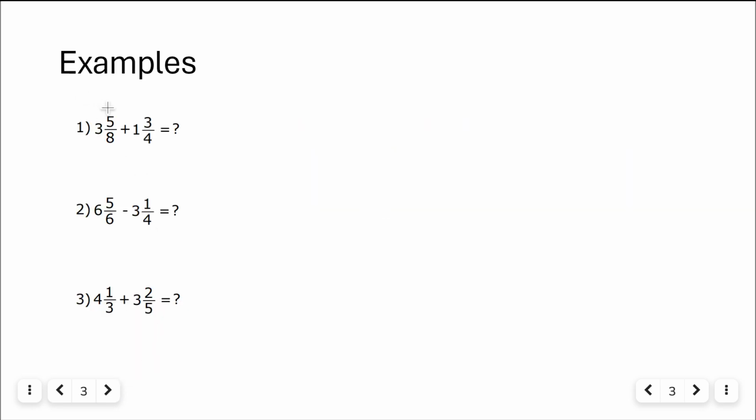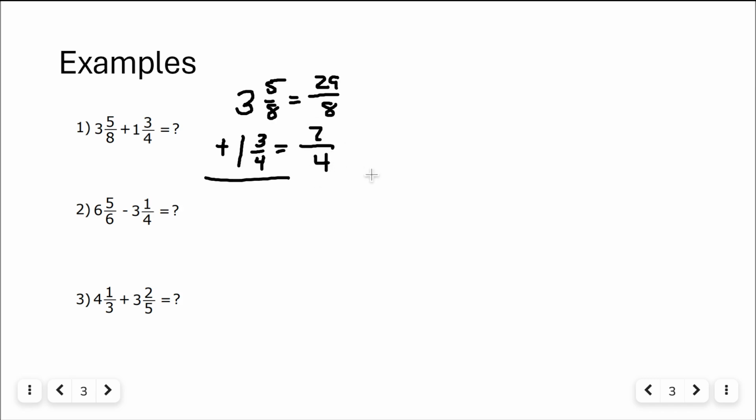I have 3 5/8 plus 1 3/4. So let's write it here, 3 5/8, and we're going to work our way down, 1 3/4. So 3 5/8, let's convert that to an improper fraction. 3 times 8 is 24, and 5 makes 29 over 8. 1 times 4 is 4, and 3 is 7 over 4.